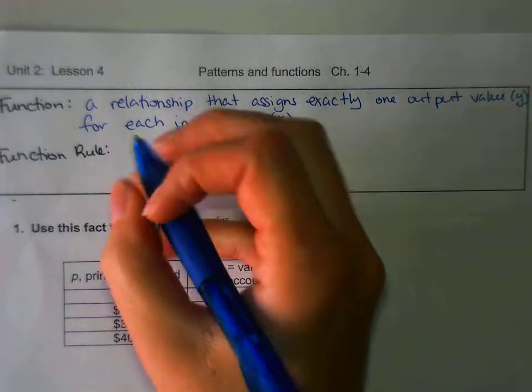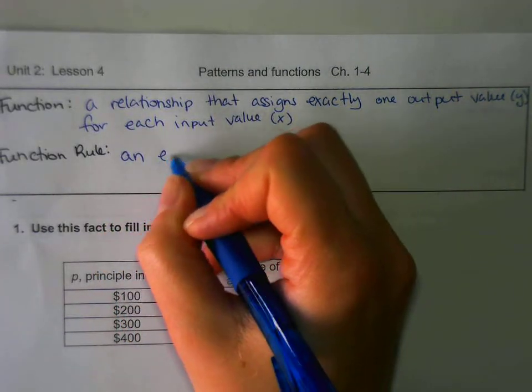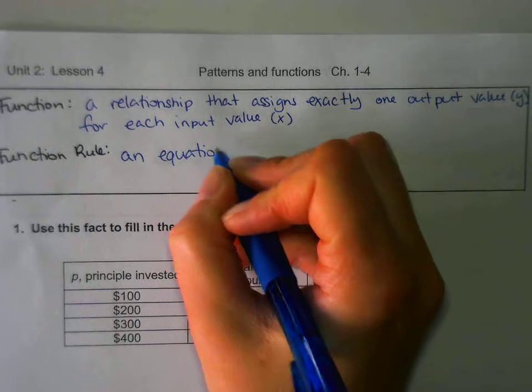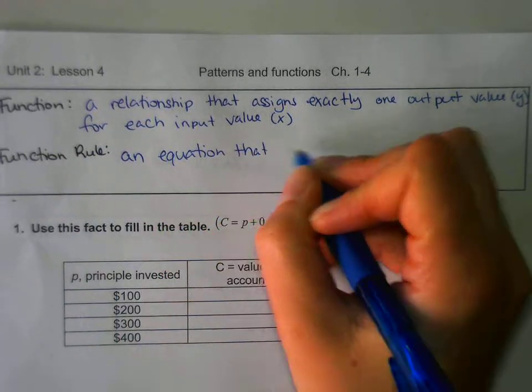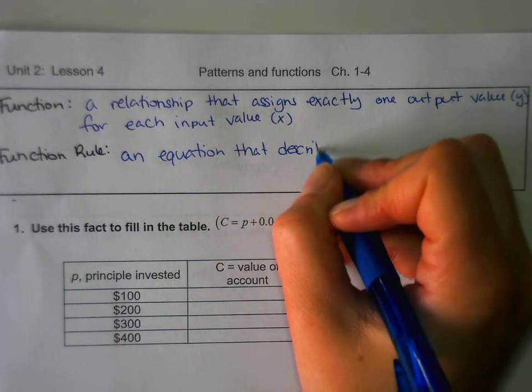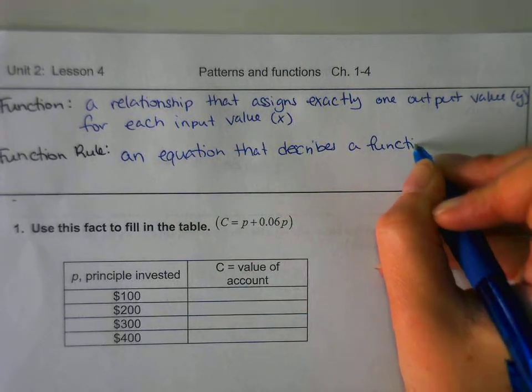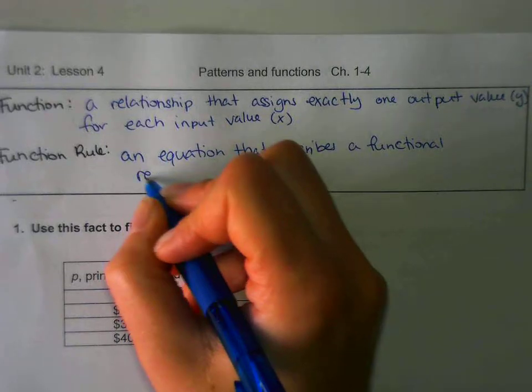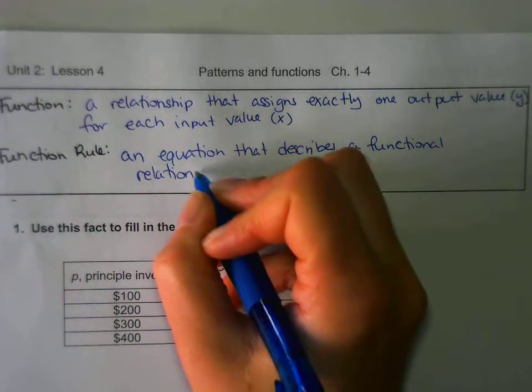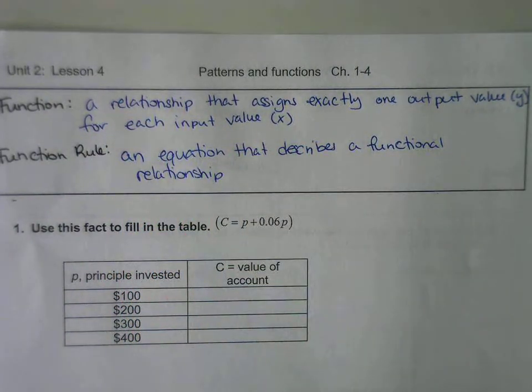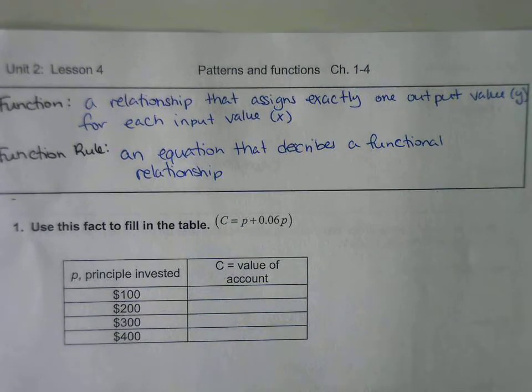So the function rule, that is just an equation that describes a functional relationship. So if something says, what is the rule? It's meaning, what is that equation to describe it?